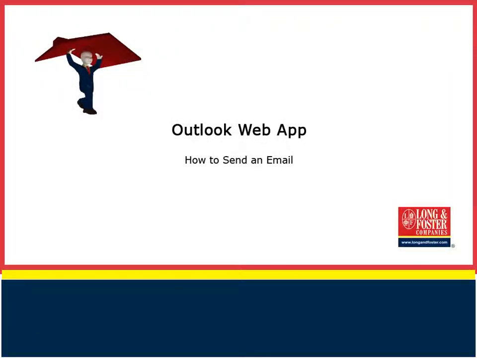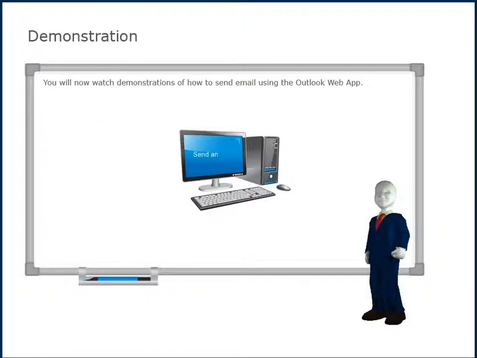We will cover how to access and use your Outlook web app to send an email. The Outlook web app is a website, so it is available on any PC, anywhere in the world that has internet access. There is no need to install any software for you to get your Long and Foster email. You will now watch demonstrations of how to send email using the Outlook web app.